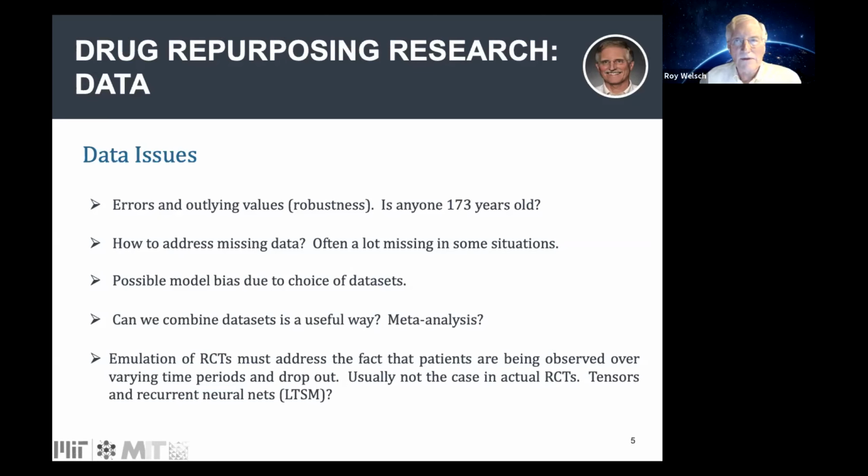I have 2 topics to discuss concerning our research behind some of the issues related to drug repurposing. We have data issues and modeling issues. So the data issues are here on this slide.